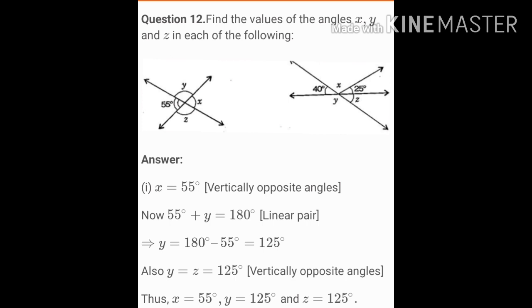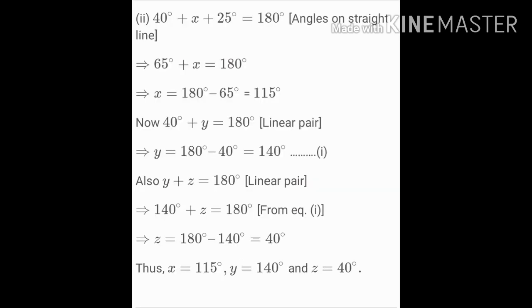As you have done the earlier question, here also we are going to see that opposite to x is 55 degrees. These are vertically opposite angles, so the value of x will be 55 degrees. Now the value of y: 55 plus y is equal to 180 degrees because it forms a linear pair, equals 180 minus 55, that is 125 degrees. Also y is equal to z because these are vertically opposite angles. So the value of y is equal to z is equal to 125 degrees. This way you will observe the figure and then find out the solution.